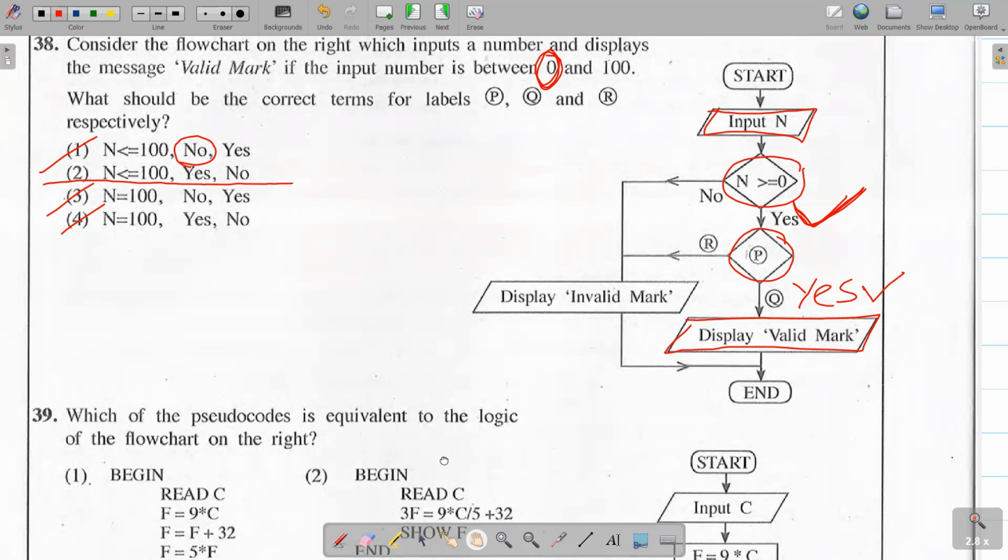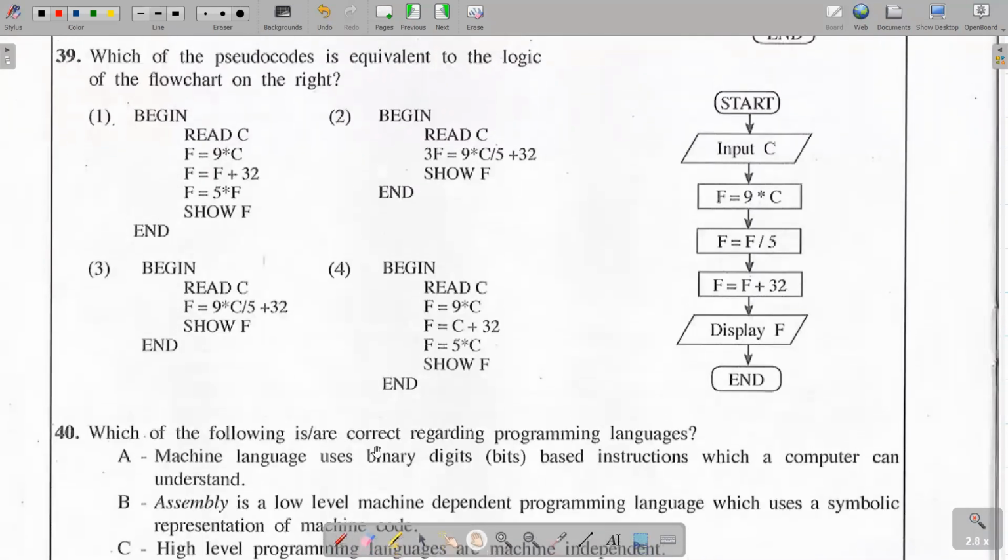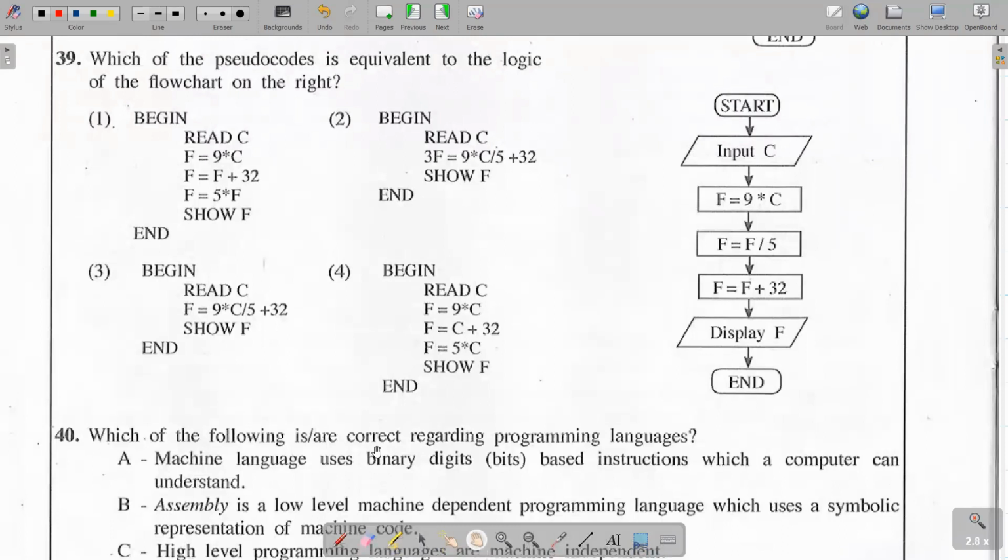Right, moving to the 39th. Which of the pseudocode is equivalent to the logic of the flowchart on the right? Okay, let's match. It starts, so everything has the word begin, so it is okay. Input C, this has read C, this has read C, this has read C, as well as this has read C. It says F equals 9 into C. This has F equals 9 into C. This has something like this.